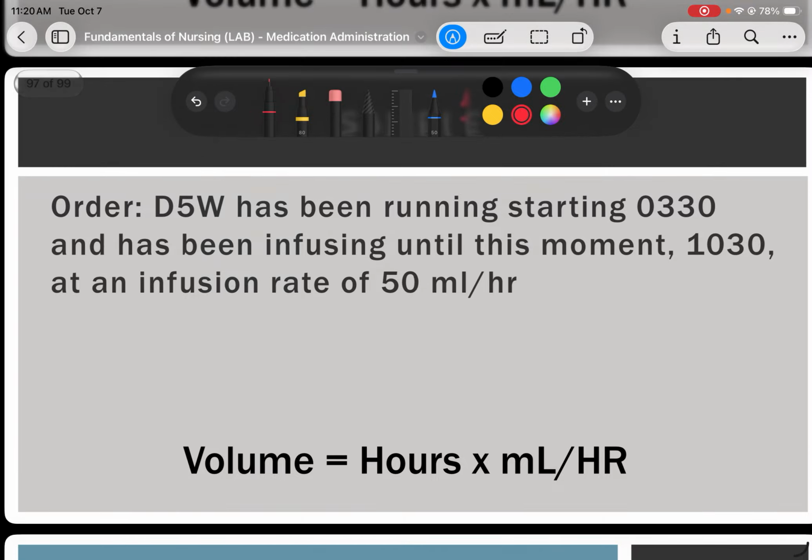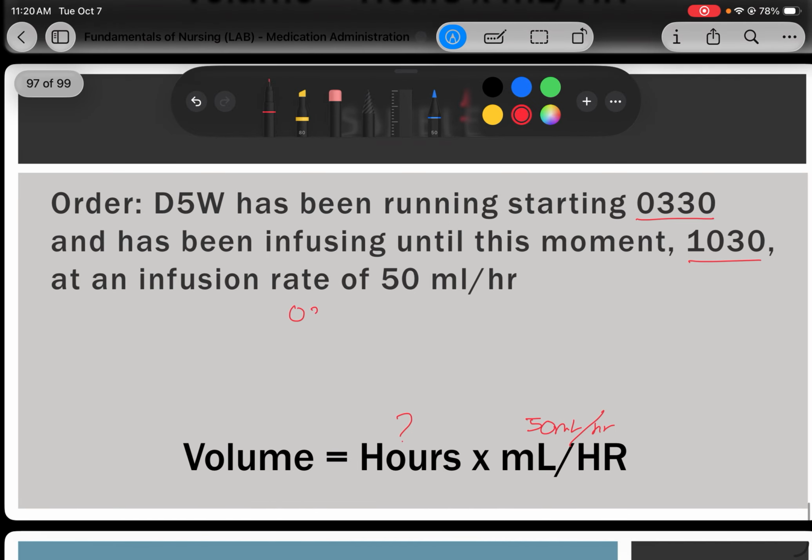Okay, next and lastly, D5 water has been running starting at 0330 or 3:30 a.m. It has been infusing until this moment, 10:30, at an infusion rate of 50 ml per hour. So this is relative to time, no? Right now, we do not know the number of hours. We know the flow rate. The flow rate is 50 ml per hour. Okay? But we don't know the time yet.